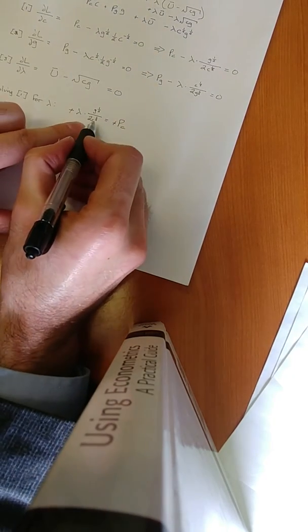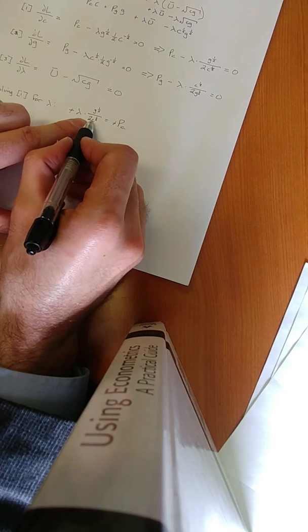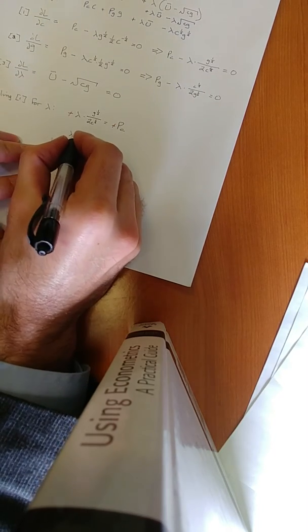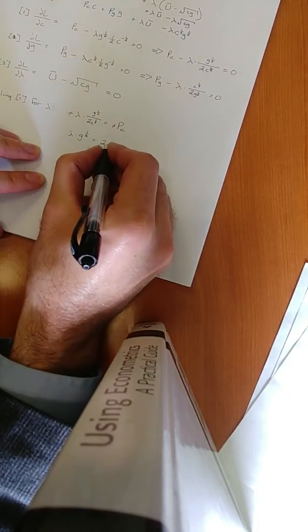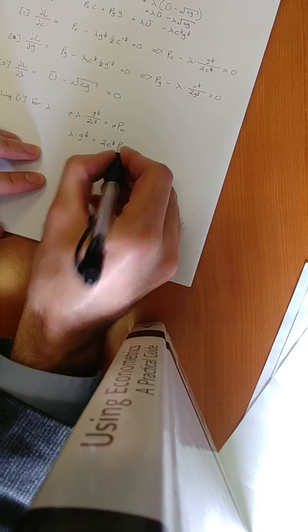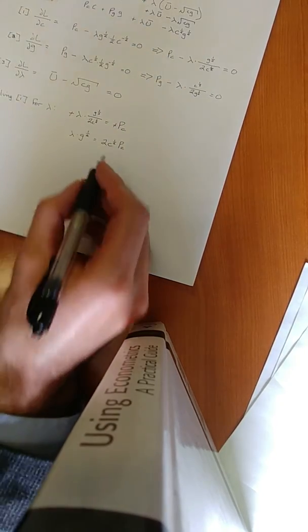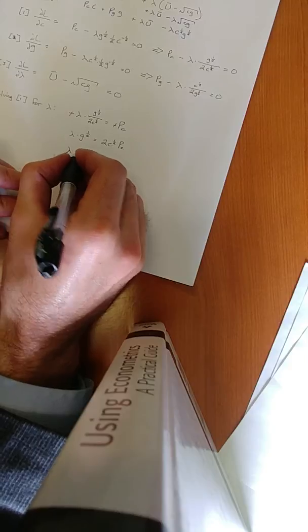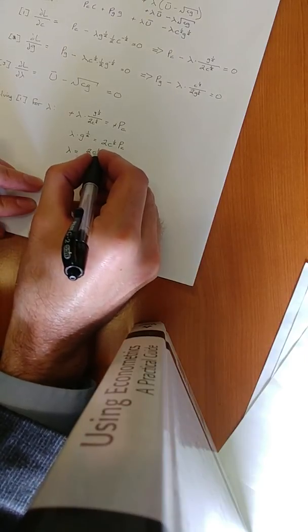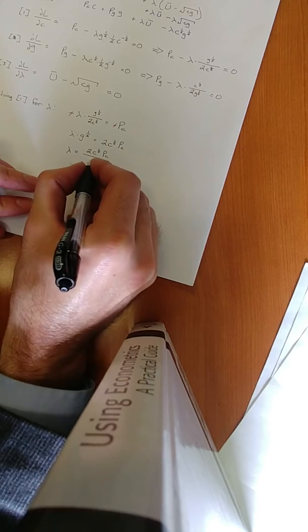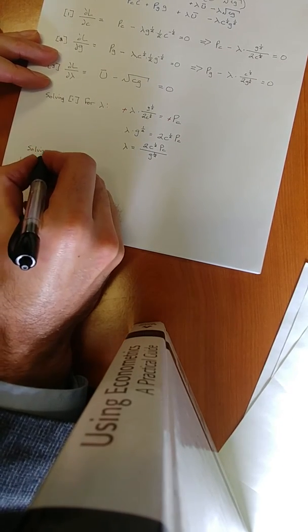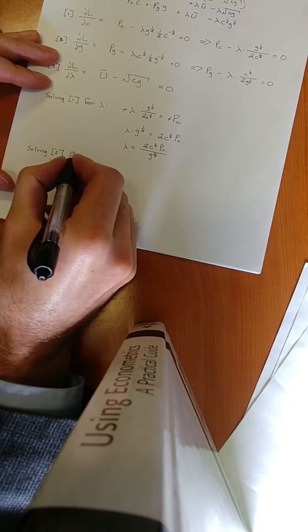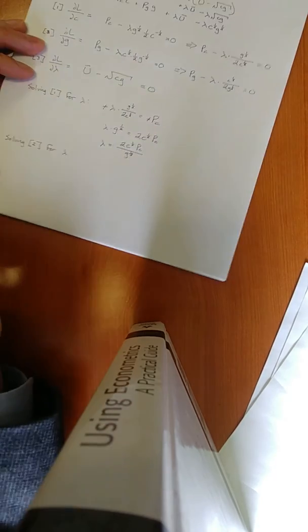Okay. The next thing I'm going to do is multiply both sides by 2c to the 1/2. 1/2 equals 2c to the 1/2 times pc. Then I divide both sides by g to the 1/2. 2c to the 1/2 pc divided by g to the 1/2. Okay, now let's do this for the other one. So solving 2 for lambda.